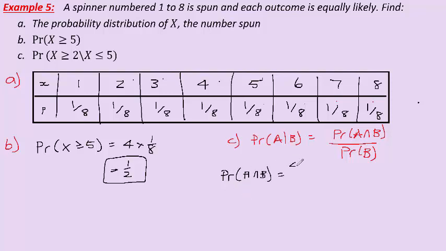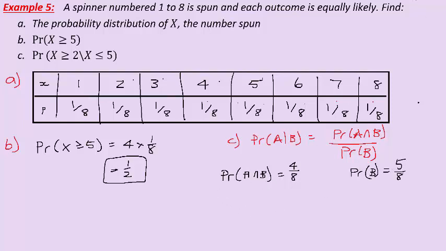So I can say here the probability that A intersects B is 4/8. The probability that the number is less than 5, or less than or equal to, is 1, 2, 3, 4, 5. So I can say here probability B is 5/8.